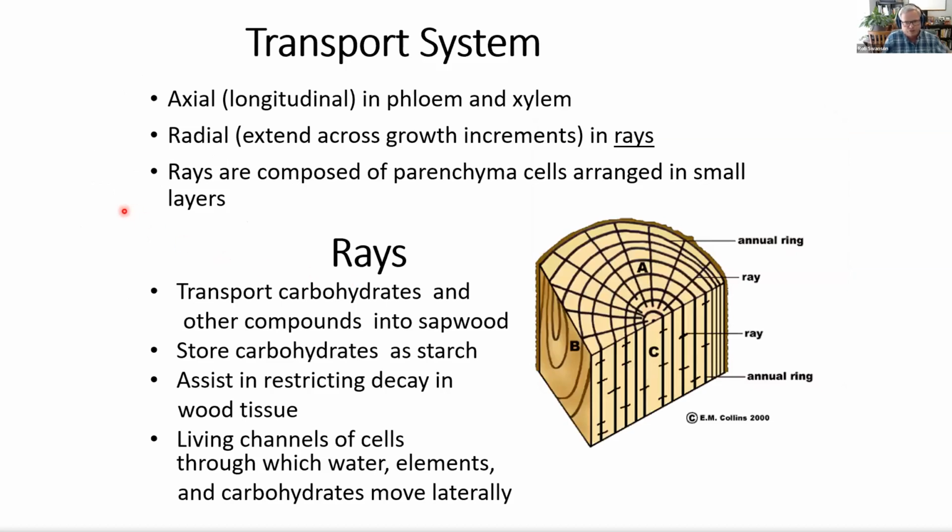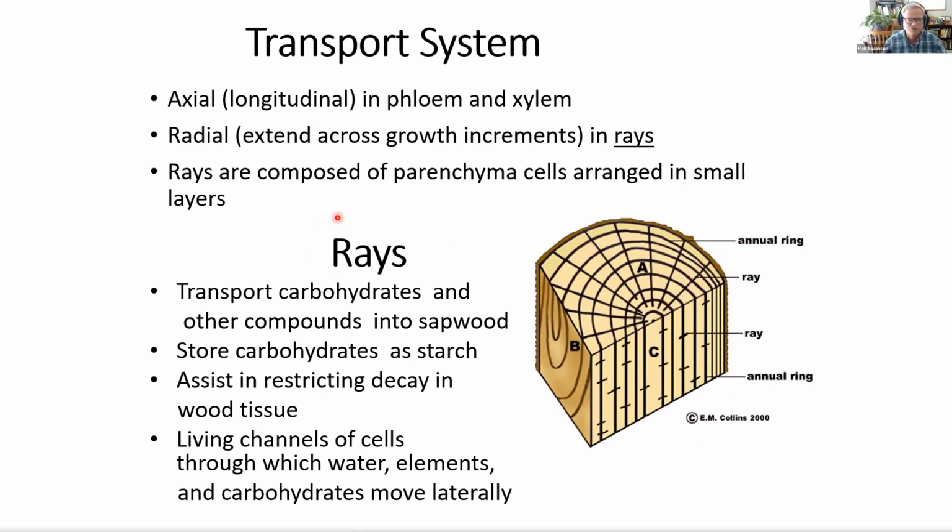Let's talk a little about the transport system. So we talk about axial or longitudinal in the phloem and the xylem. We have radial. This extends across the growth increments. Rays are composed of parenchyma cells arranged in small layers. So again, phloem tissue is primarily going to go up and down. The ray cells are going to move things across the grain. So axial or longitudinal is with the grain. Radial will be across the grain.